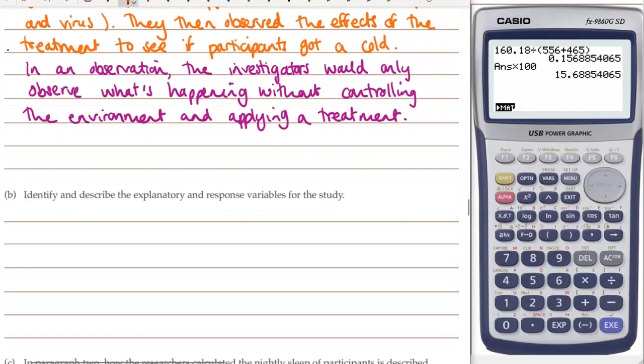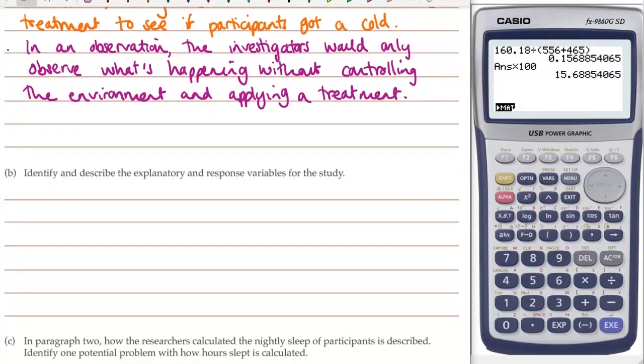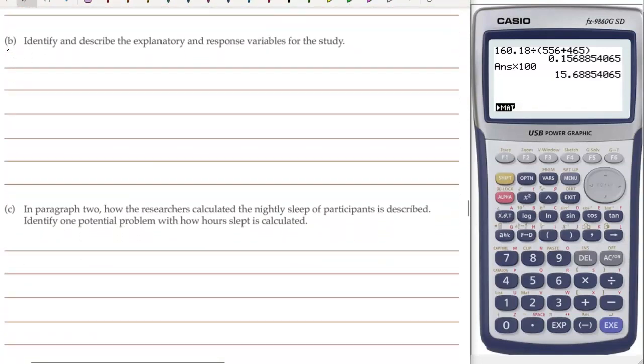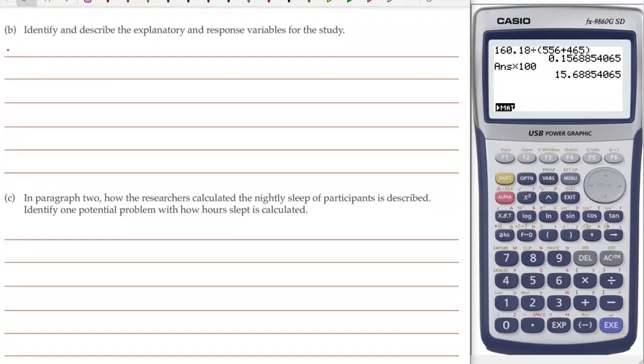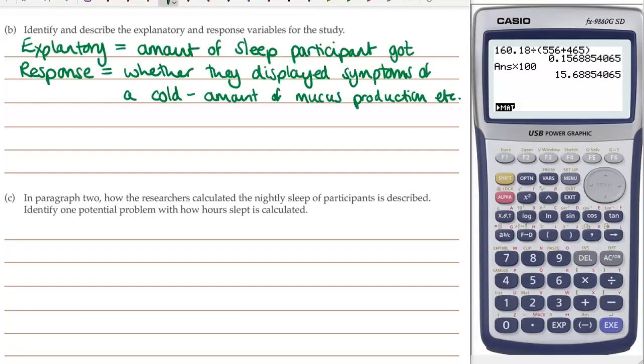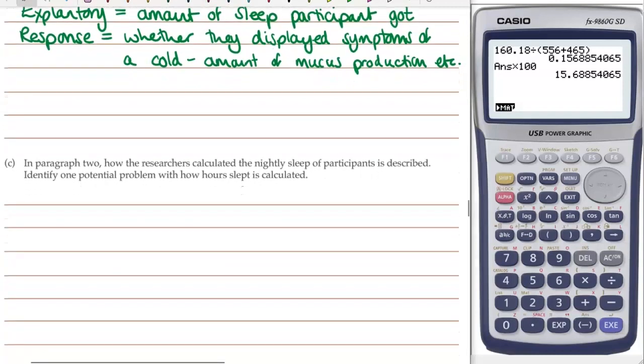Okay, now we want to identify and describe the explanatory and response variables. So the explanatory was how much sleep they had. That was the variable that they controlled, and then they gave them the virus, and the response was how likely they were to pick up the cold. And I've put that as the measurements that they actually took to measure whether they had symptoms of a cold, so those things that they talked about, like how much mucus production, etc.